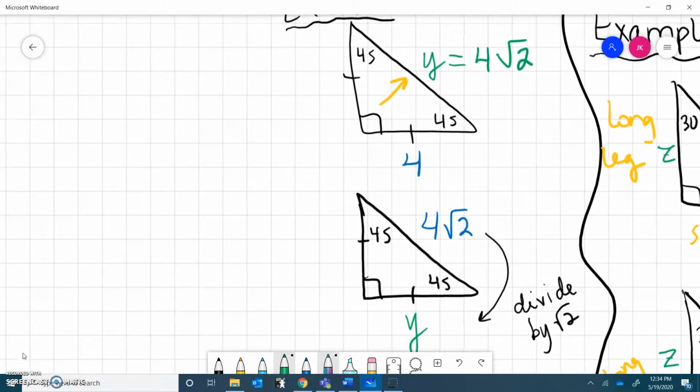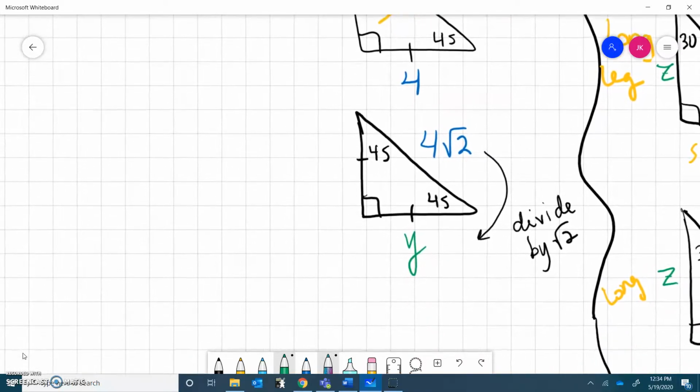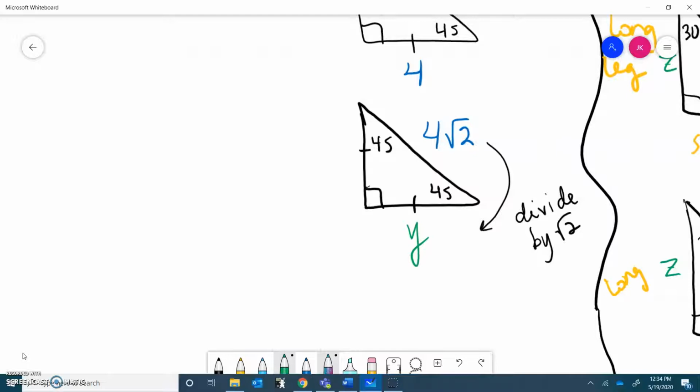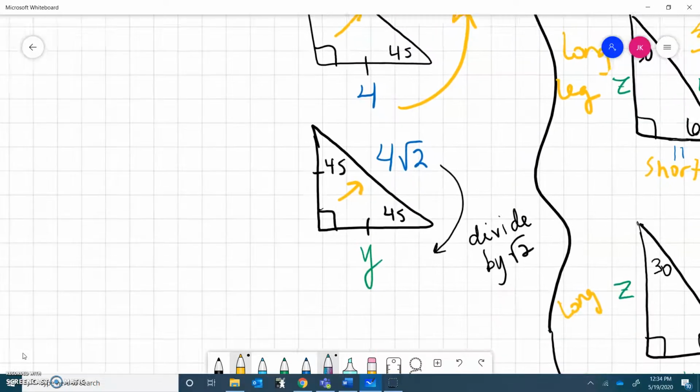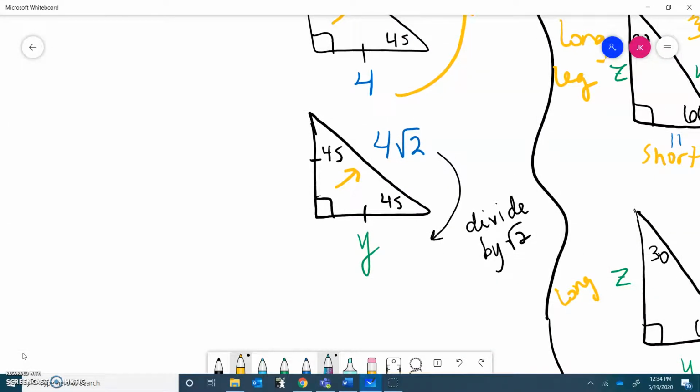Now this is actually the same type of problem with the same values but reversed. If we were given the hypotenuse first, that 4 root 2, and we were trying to find the leg, we're doing the reverse of what we did previously. In the last problem, we had to multiply by the square root of 2 because we're going from the leg to the hypotenuse, but here we are going from the hypotenuse to the leg, and therefore we have to do the opposite of multiplying, which is dividing. So we are just going to write down 4 root 2 divided by root 2, and in this case, the square root of 2's cancel out, leaving us with just 4.